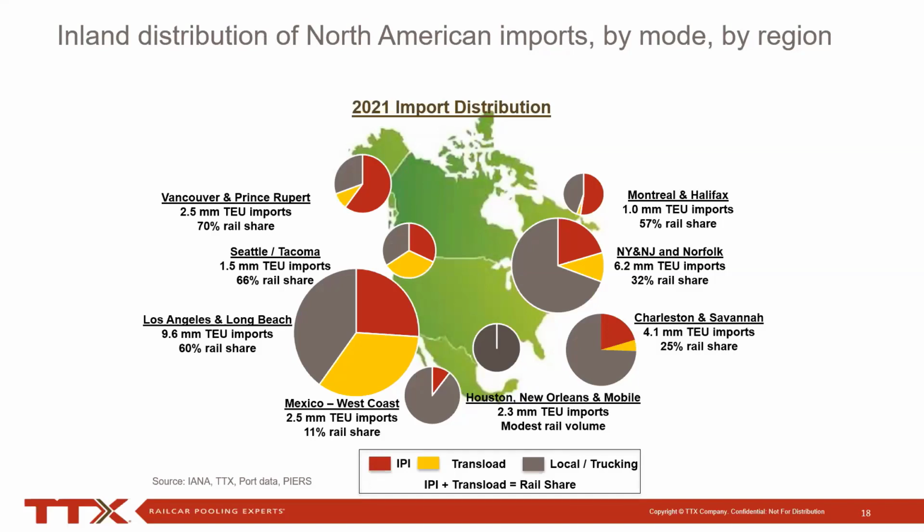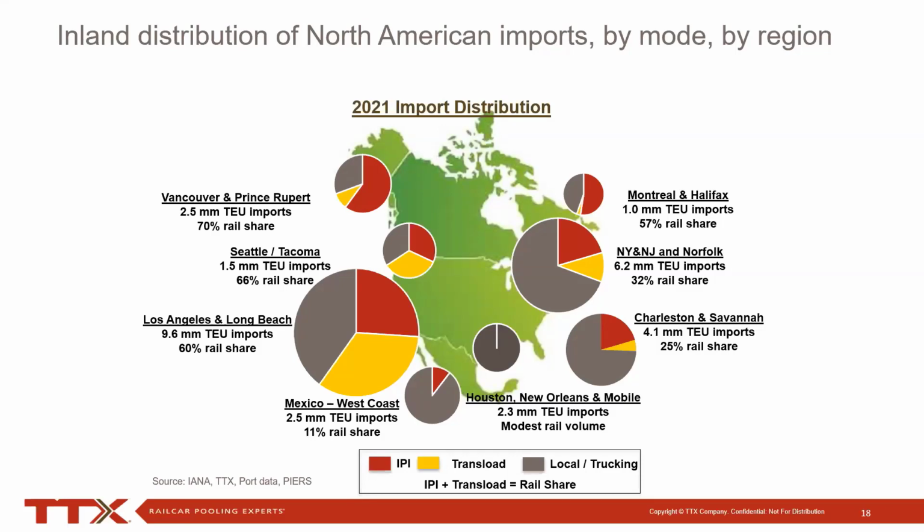I'm not the best drawer, but hopefully the size circle on this slide is the same size as the one on page 14. And then each circle is divided into three portions. One for the IPI share, another for TTX's estimates of the transload share, and the third represents the amount of imports that remain local or are trucked to destination.